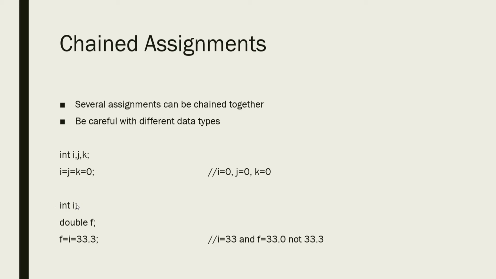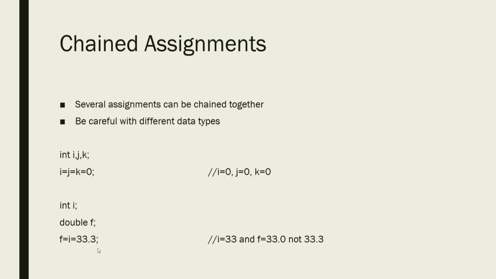So i is an integer. This is a decimal number. So what's going to happen is it's going to round down to the lowest integer number. So if i equals 33.3, the compiler would look at it as 33. It wouldn't even be 33.0. The compiler would look at it as a 33 because it's an integer and ints can only be whole numbers. And now going out, f equals i, so f would equal 33.0.